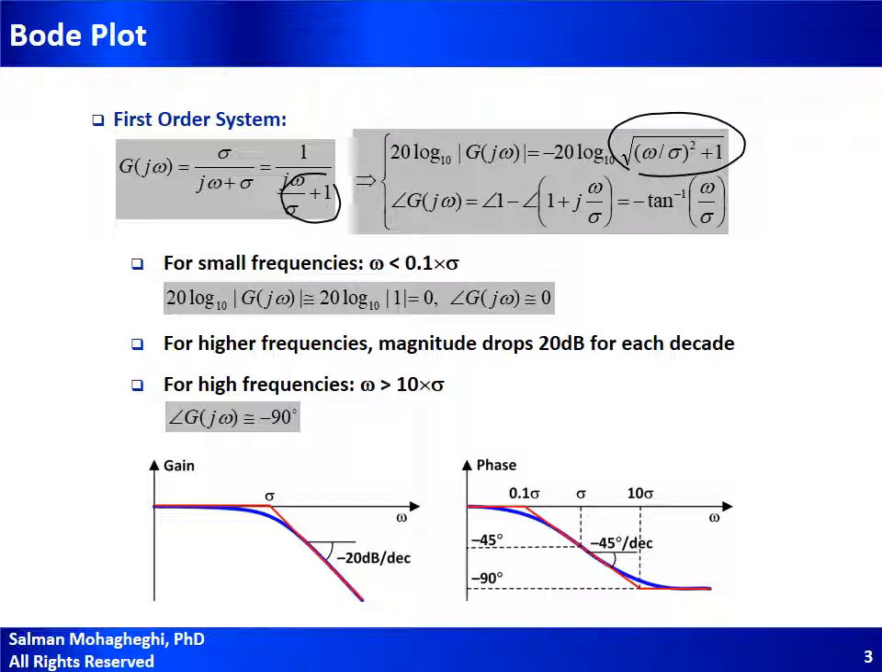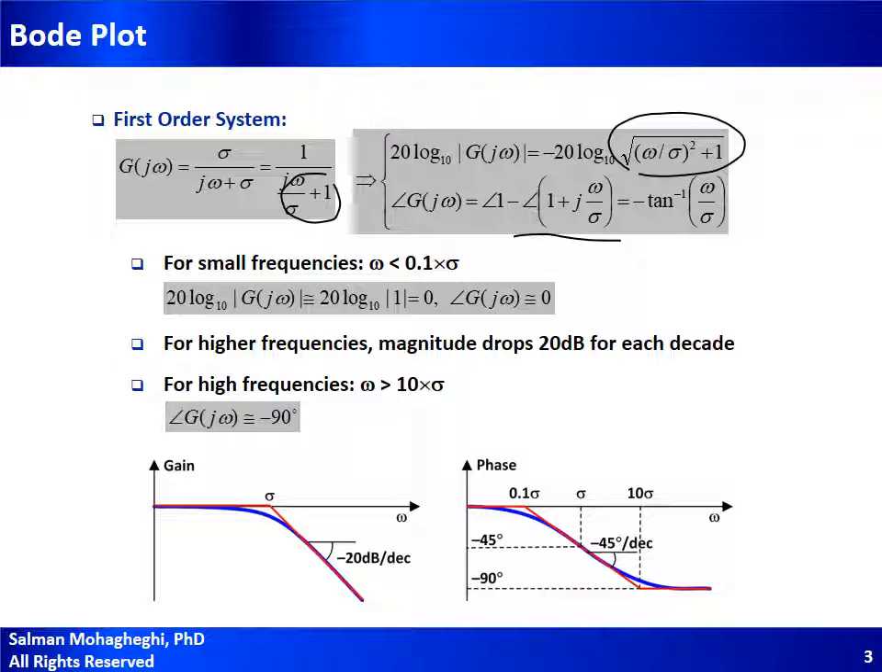On the other hand, the angle of transfer function g is going to be the angle of numerator minus the angle of denominator. So that would be the angle of 1, which is 0, minus the angle of 1 plus j omega divided by sigma. And again, you remember from our discussion on complex numbers that the angle of this is going to be the arctangent of the imaginary part divided by the real part. In this case, arctangent of omega divided by sigma, and of course I have a negative sign as well.